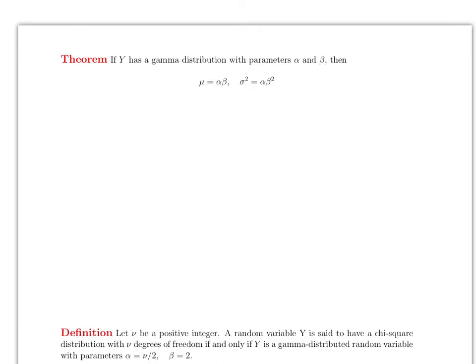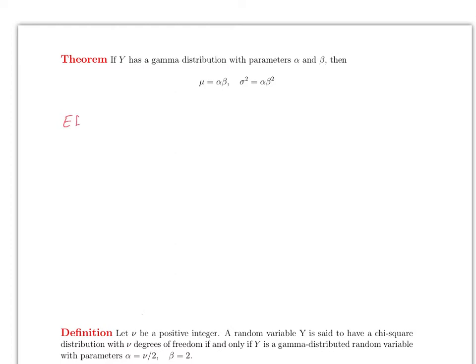Now, we know that the gamma distribution is a random variable, so therefore it has to have a mean, and it has to have a variance, and therefore a standard deviation. All right, but I recommend you again to memorize these values, but let's see how you derive it.